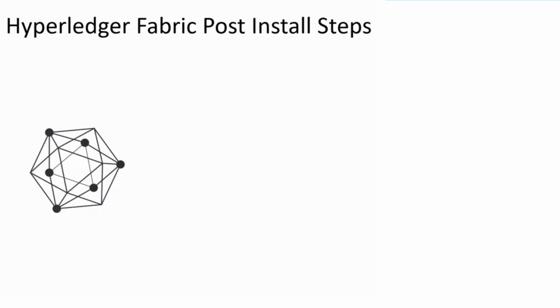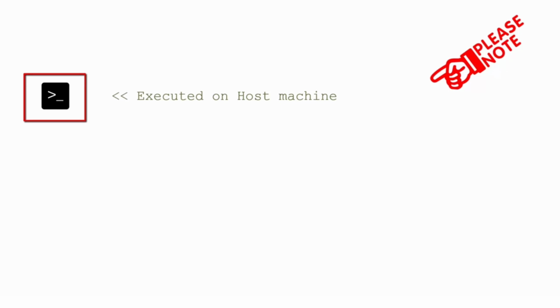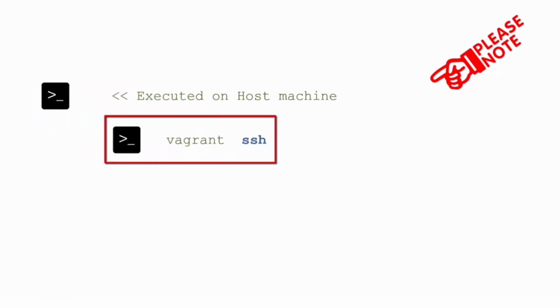Hyperledger Fabric post-install steps. In this lecture, you will learn all the post-install steps that you need to carry out. Before I proceed with the lecture, I would like to indicate that I have used two prompts in the videos. The first prompt is this one, and when you see this, that means the command is being executed on the host machine. So if you're on Windows, you would execute this command on the PowerShell or the command window. And in the case of Mac and Linux, you will execute this command on the terminal window.